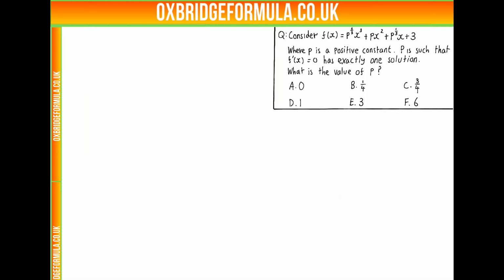The key thing to realise about this question is we don't really care about f of x. What we really care about is f dash of x. So we're looking at f dash of x is equal to 0. So let's work out what f dash of x is. So we have 3p to the 2 over 3 x squared plus 2px plus p to the 1 over 3. And we're looking at when this is equal to 0. And what do we want? Well, we want a p so that there's exactly one solution to this.